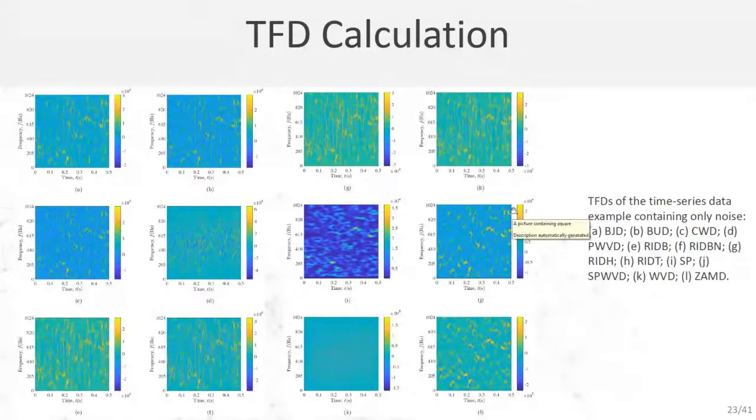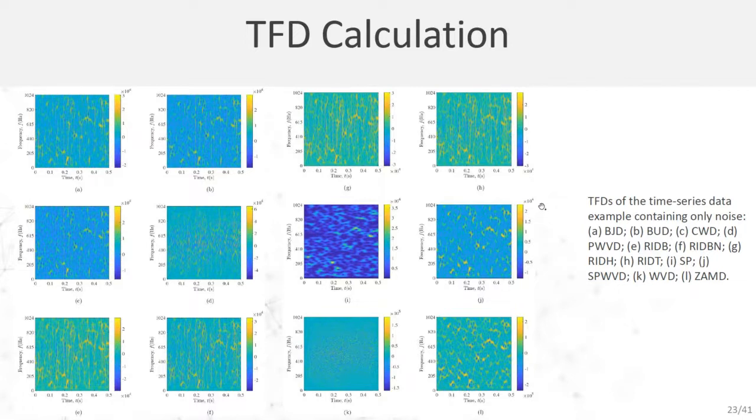So the next step was to calculate TFDs from these 100,000 data examples, where we first applied the Hilbert transform to obtain the analytical signals, and then calculated these 12 quadratic TFDs. In this way, we obtained 12 different data sets, each containing 100,000 TFD images. So in total, we had 1.2 million TFD images, and these slides show how these TFDs look for the previously shown time series data examples.